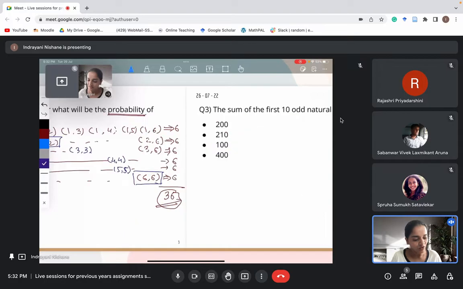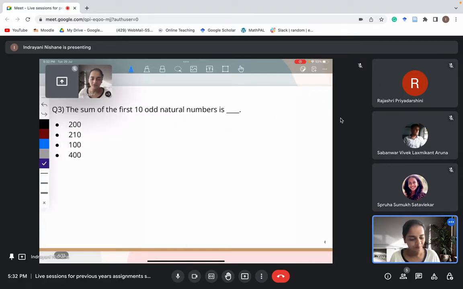So let's move on to question number 3. The sum of first 10 odd natural numbers is. So first 10 odd natural numbers. Okay, so we have to process the input data. We are asked to find the odd natural numbers, and we are supposed to add first 10 odd natural numbers, right? So let us start with listing down all the natural numbers, and we'll stop when our count is 10.